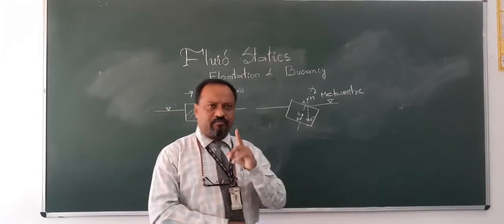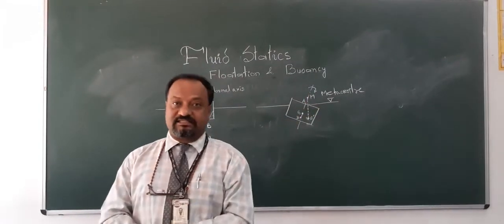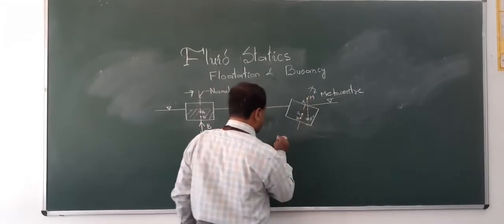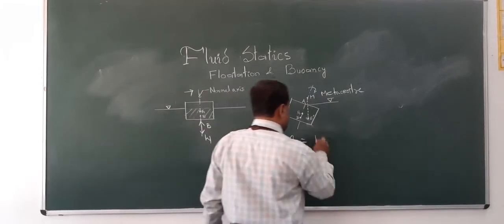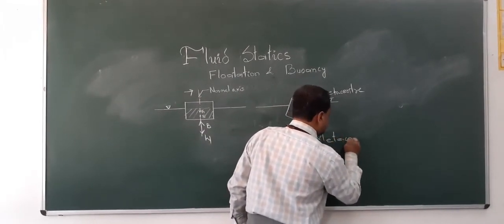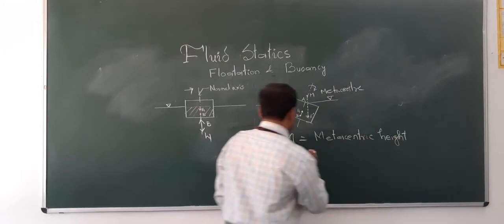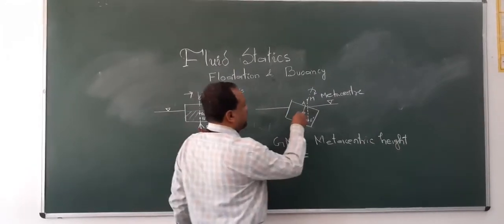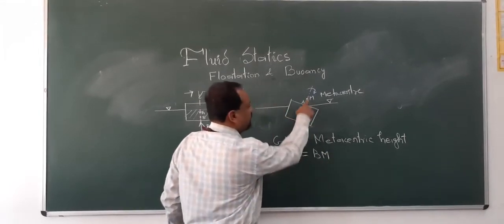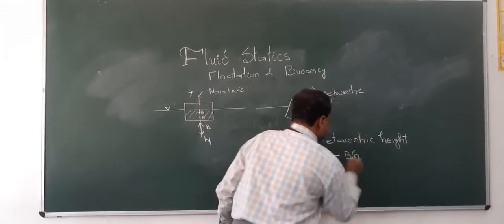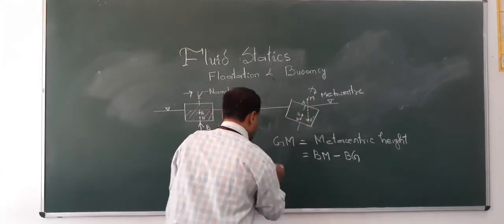Now, from a numerical point of view, we are supposed to know the position of M, where it lies. So to find this GM, which is known as the metacentric height, we calculate BM, the distance between B and M, minus BG. Okay, BM minus BG. Now how to find this BM? Let us go for BM first.